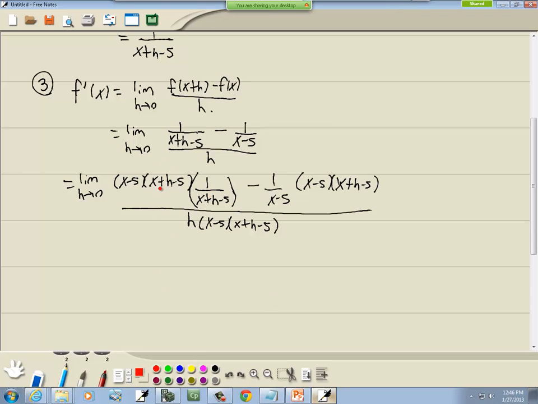Well, this x plus h minus 5 will cancel that x plus h minus 5. This x minus 5 will cancel that x minus 5. So let's write down what we have left. The limit as h goes to 0 of x minus 5 minus x plus h minus 5. Now notice I left parentheses around that, because that minus in the middle has to change the sign of everything that follows it. Over h times x minus 5 times x plus h minus 5.